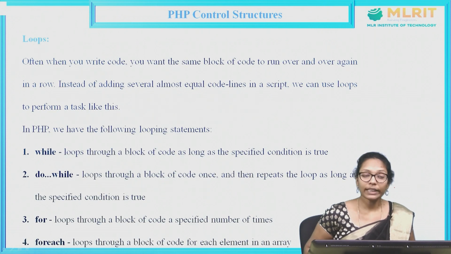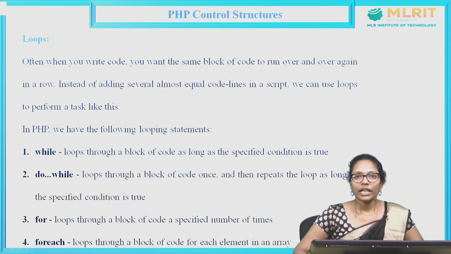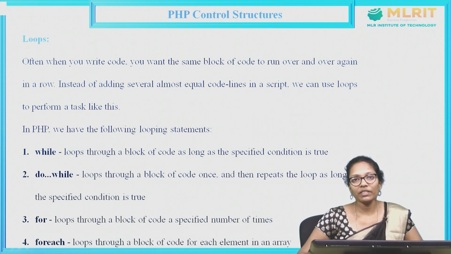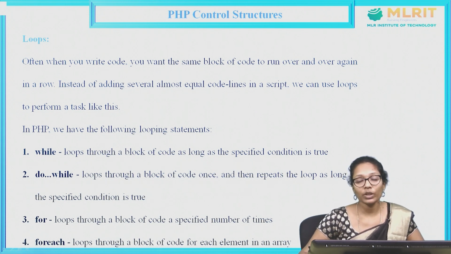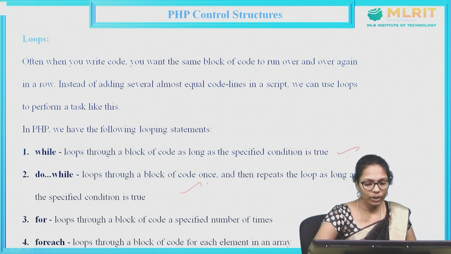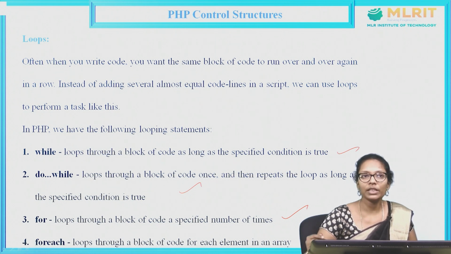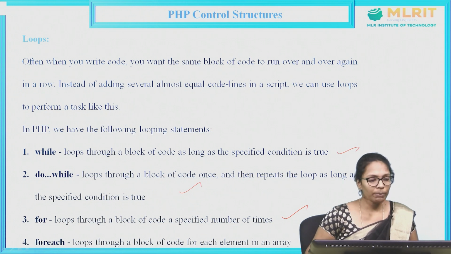So these are all conditional statements. Next we have looping statements. Looping means here also it will check the condition, but if the condition is true, then the loop will be executed and it will be repeated. Looping means iteration, so it will be repeated until the condition becomes false. We have different loops in PHP: while loop, do while loop, for loop, and foreach loop. In all four loops the purpose is the same, iterating a set of statements, but the syntax is different. We'll see one by one with examples.